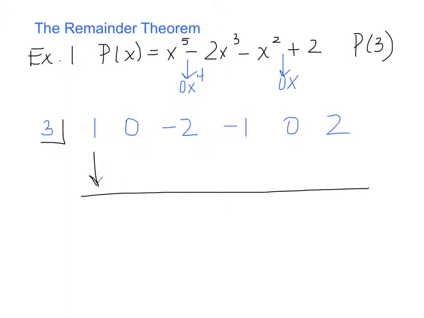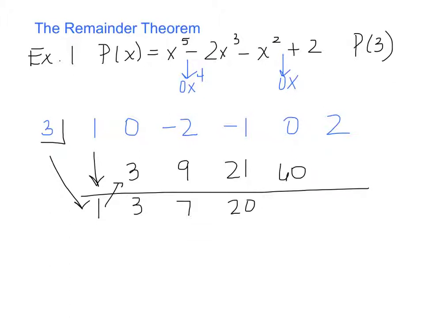All right, so I bring my first term down, which is 1. 3 times 1 is 3. And then you add going down. 3 times 3 is 9. Then you add going down. 3 times 7 is 21. Then you add going down. 3 times 20 is 60. Then you add going down. 3 times 60 is 180. And then you add going down. This last number is your remainder.